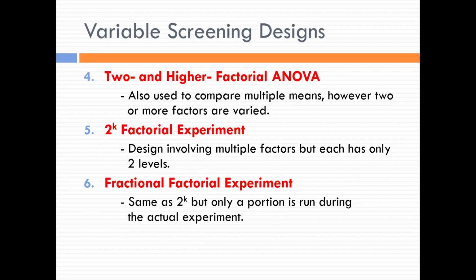So here, it's exactly the same as 2 to the k, but only a portion of the entire treatment combinations will be run during the experiment. This is because sometimes, let's say you're doing 5 factors, then 2 to the 5 gives you 32. I think it's 32, and if you do replication, that's 64 samples. So sometimes you can't do 64. So most of the time, instead of doing the full 32 experiments, or 64 with replication, we only do a fraction of the factorial experiment.